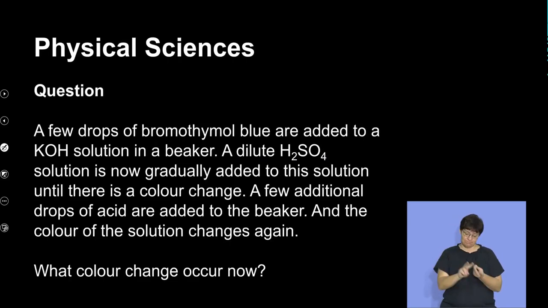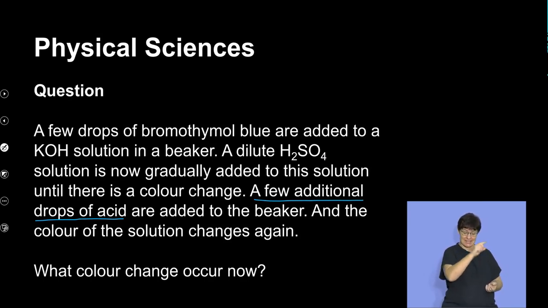And then the follow-up question says, a few additional drops, right, of the acid. Now we're adding more and more acid into the beaker. Now the solution is already neutral, and we continue to add more acid. It means that in that container, there is more of the acid. And then it says the color of the solution changes as we add additional drops of the acid into the solution. Now, what color change occurs now?